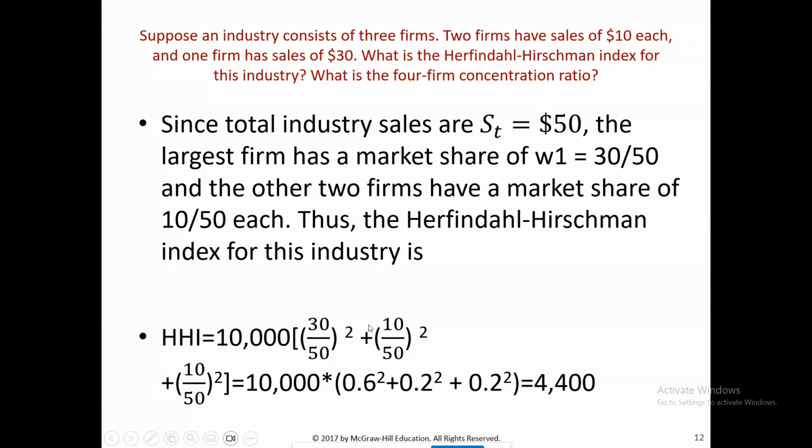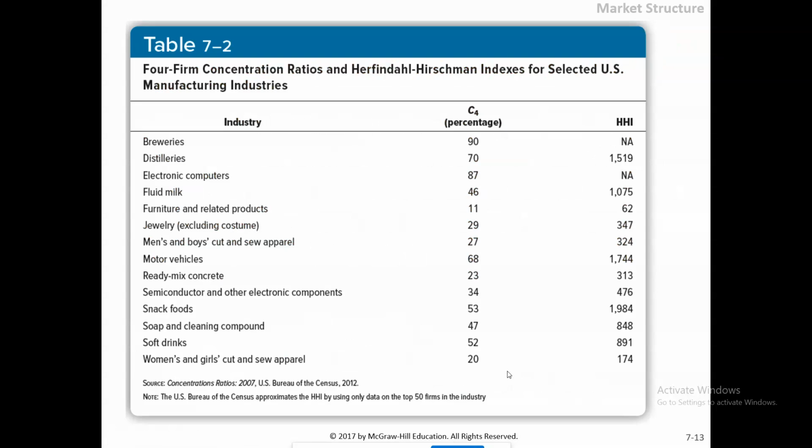So according to the Herfindahl-Hirschman index, we're supposed to have 0.6 squared plus 0.2 squared plus 0.2 squared, the whole summation multiplied by 10,000. The final answer is 4,400, which is larger than 1,800, which is a pretty concentrated market.